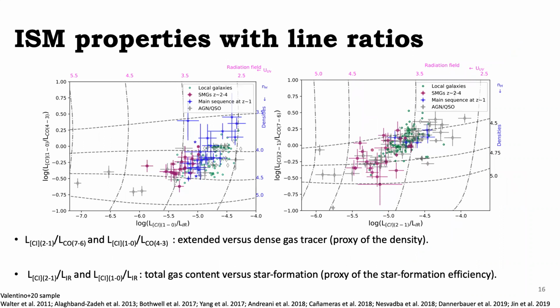Here's the plot by Valentino 2020, where they compare the C1 1-0 versus CO 4-3 against the C1 1-0 versus LIR, and in that case, the C1 2-1 versus CO 7-6. So basically, C1 1-0 versus CO 4-3 is an extended versus a slightly denser gas tracer, which could be a proxy to the density. And the C1 1-0 to LIR could be a proxy to the star formation rate efficiency. When they overlay the PDR contours by Kaufman 99, what they find is these ratios are parallel to the density and the radiation field of the ISM modeled by these PDR models. And here they plot their sample of local galaxies, SMGs, and main sequence.